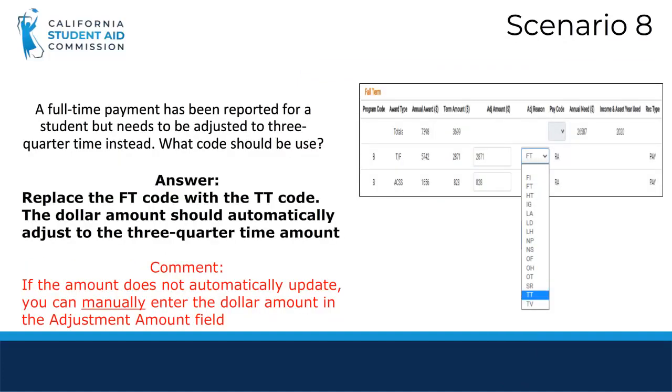What if a full-time payment has been reported for a student but needs to be adjusted to 3/4 time instead? What code should be used? For this situation, you would use the TT code. The payment amount should automatically adjust to a 3/4 time payment. If it does not, you can manually enter the amount in the adjustment amount field. There is also an HT code, which would indicate the student is attending school half-time.